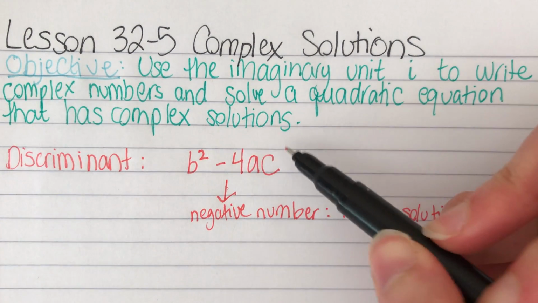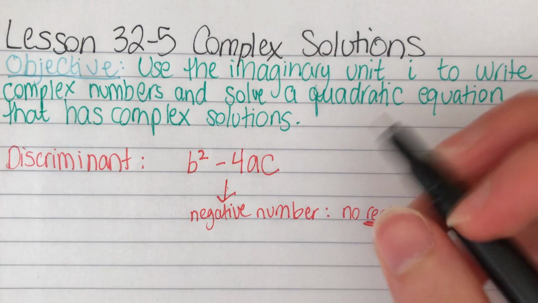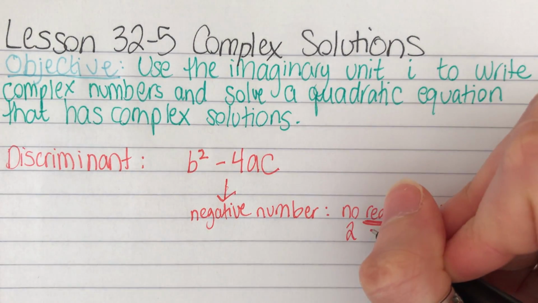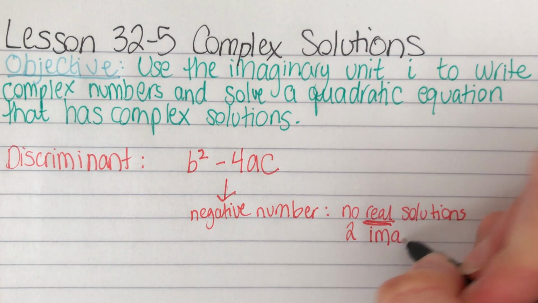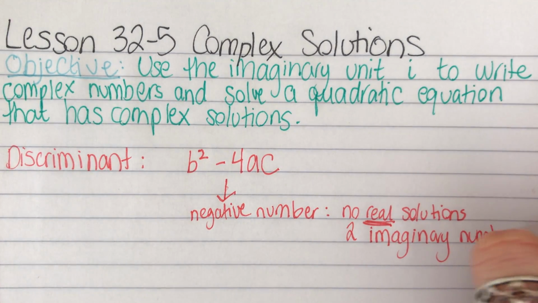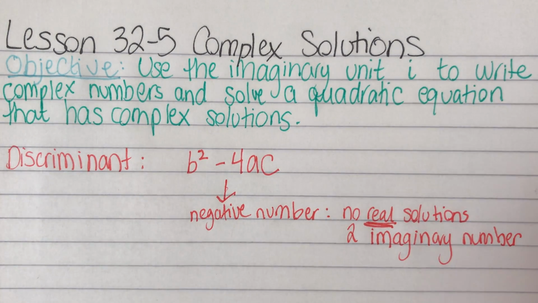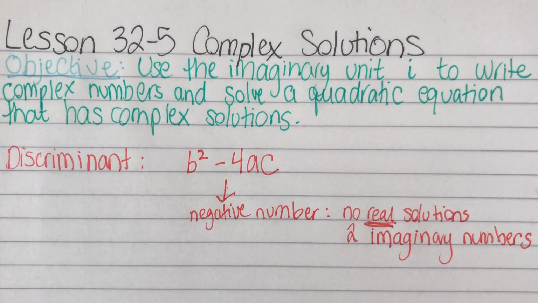If the discriminant of a quadratic equation gives us a negative number, there's no real solutions to that equation, but there are two imaginary number solutions. Now, I know this sounds super weird and dumb. However, I'm going to give you the definition of imaginary numbers. Basically, it's just a symbol that we use when we run into something that looks like this.